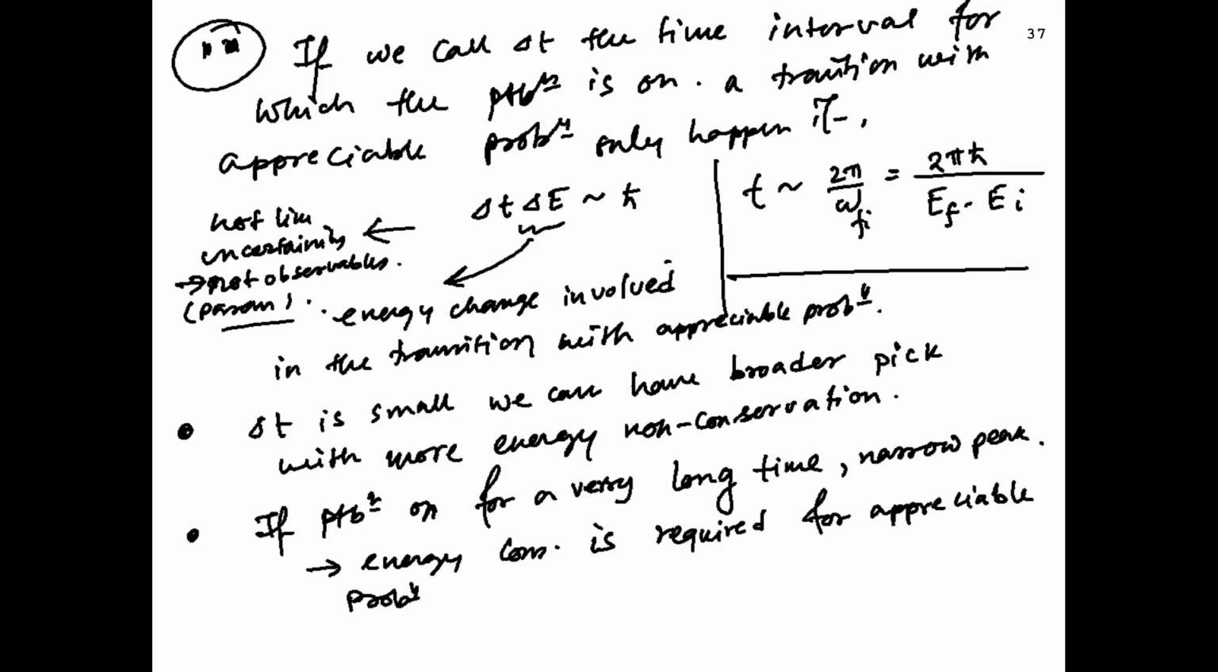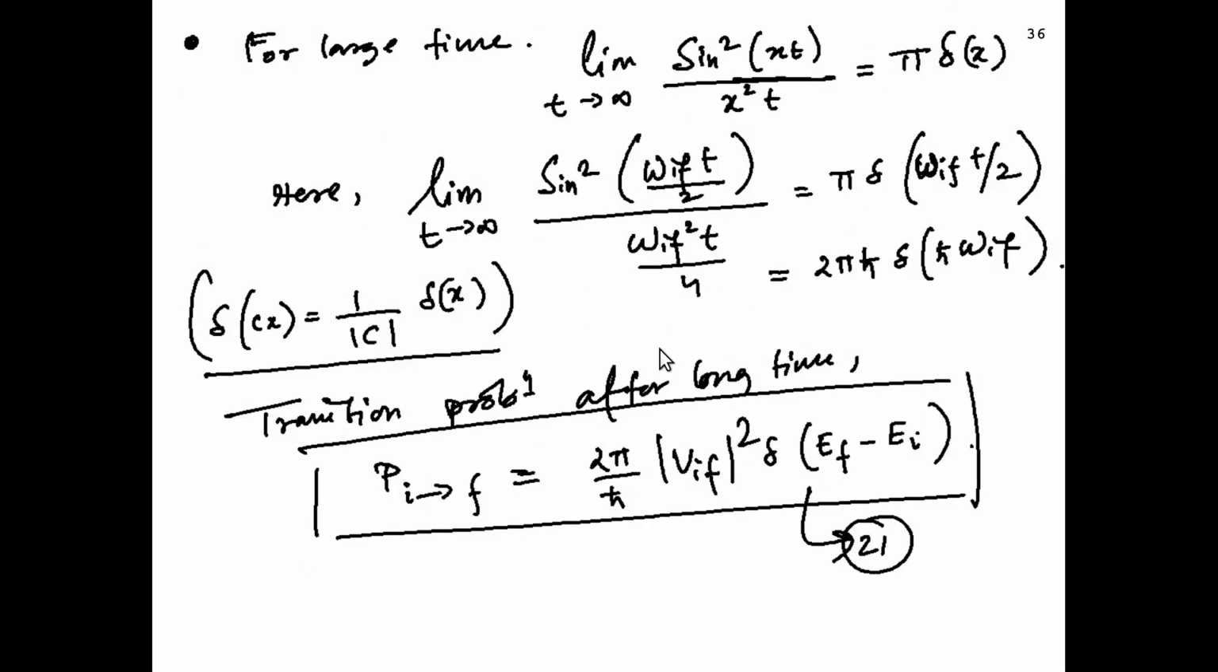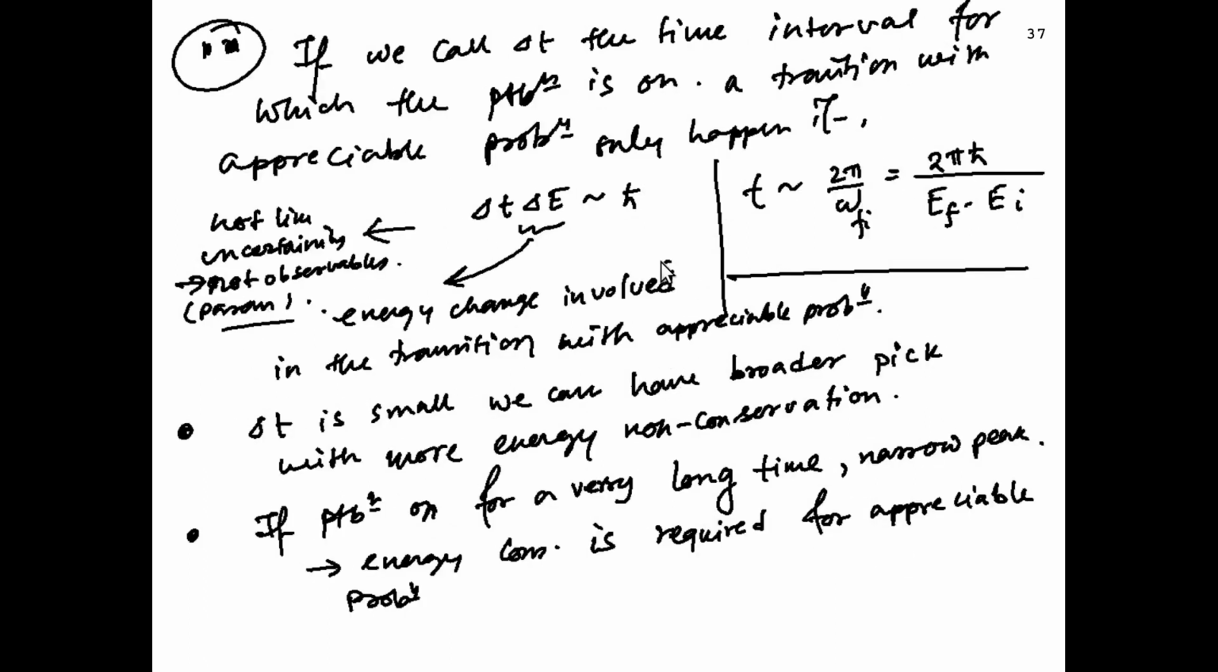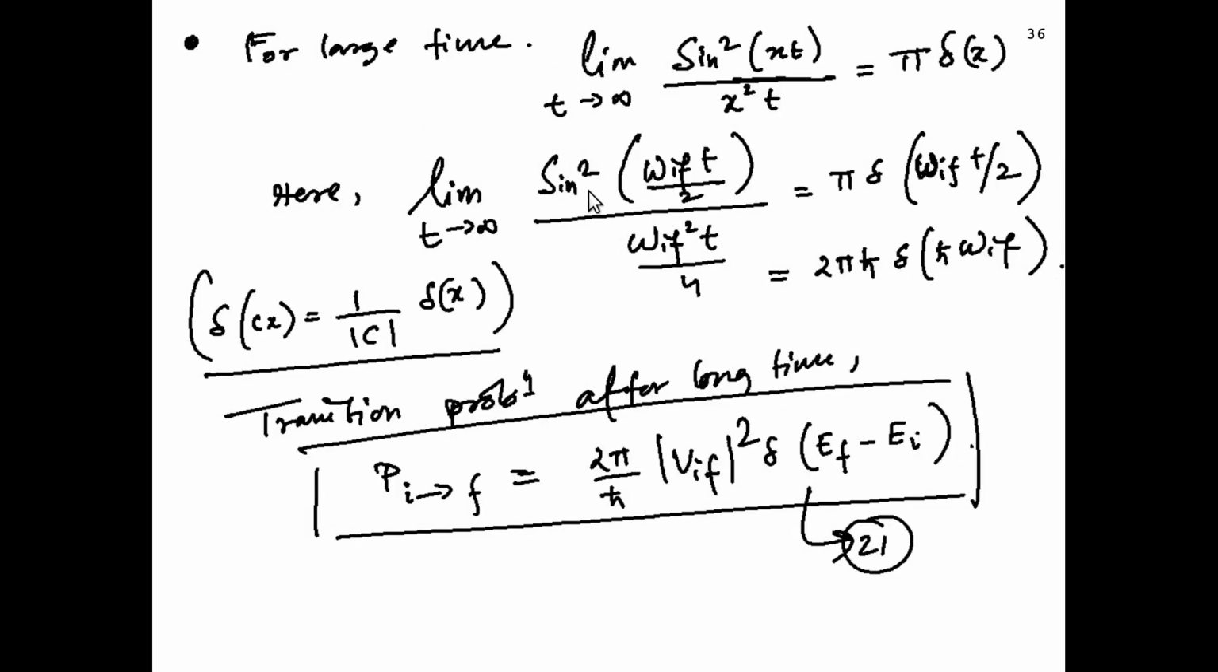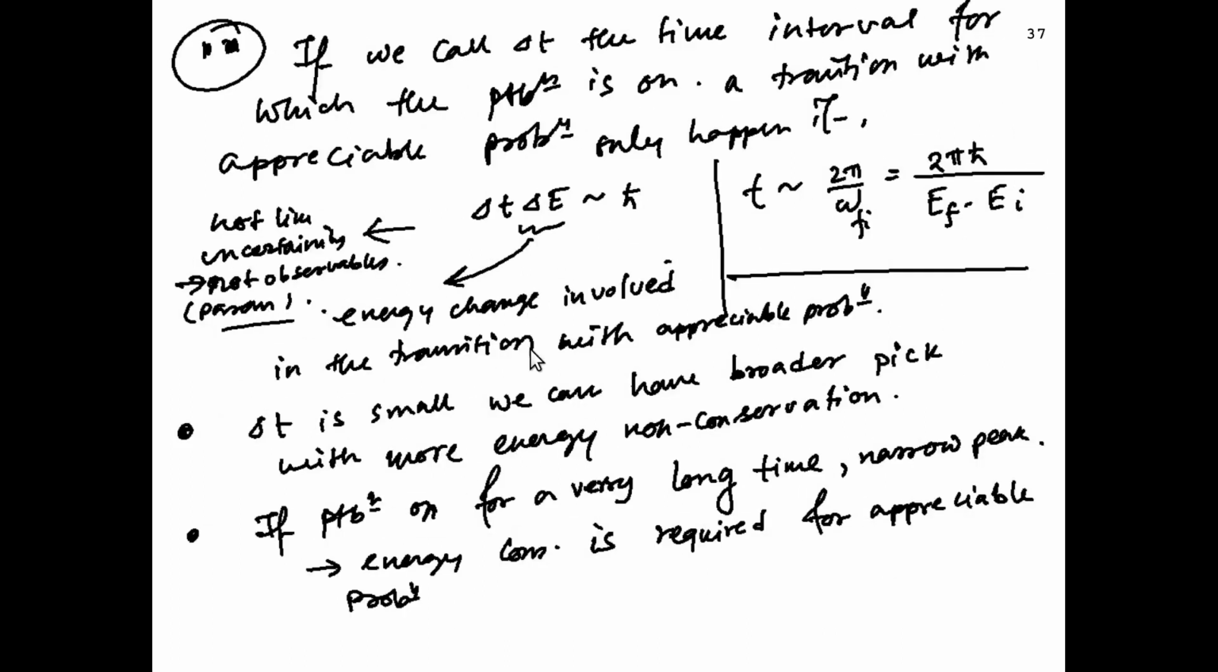So the probability is finite for an appreciable time. An appreciable probability will appear only if the time interval satisfies this relation with the energy change. So that is what this formula tells us. You can interpret it like the uncertainty principle, but not strictly.